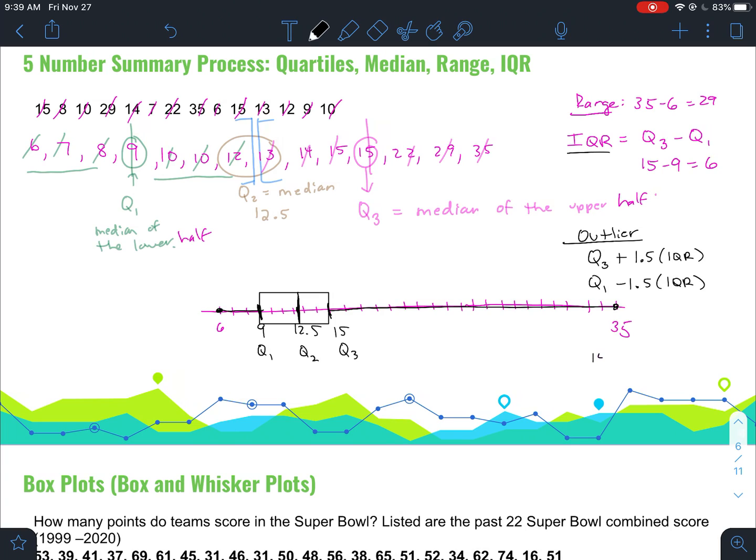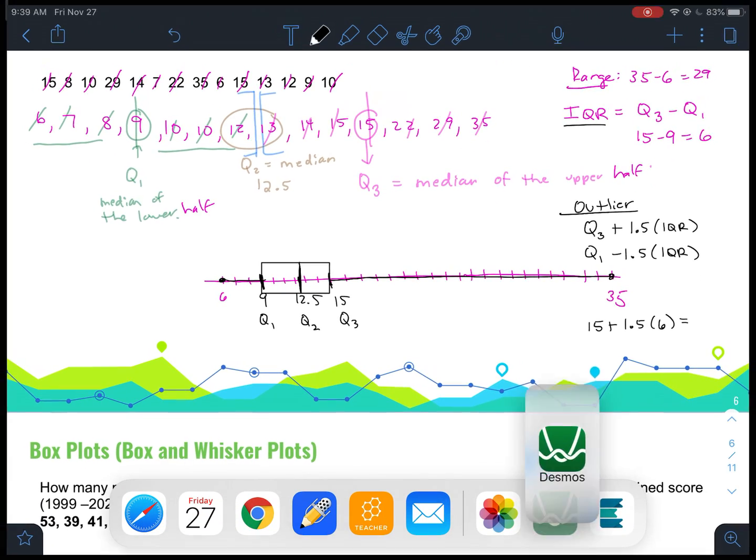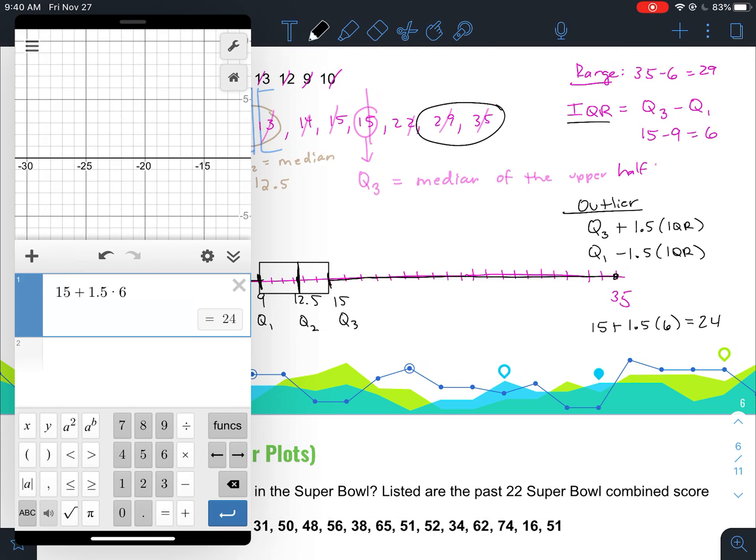So in this example, Q3 is 15. So if I did 15 plus 1.5 times the IQR, which is 6, I get 24. So any numbers bigger than 24 would be outliers. So I actually have two outliers. 29 and 25 are both going to be outliers.